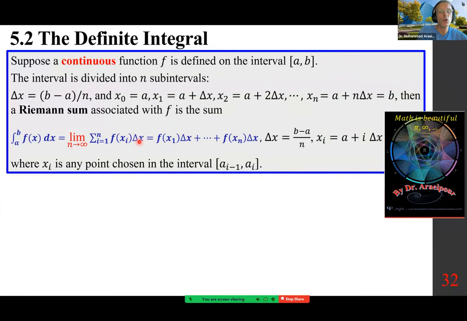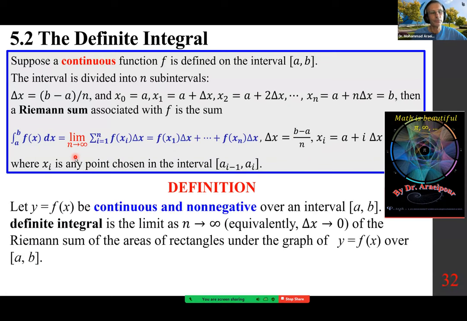Now, this part is the same as this part, which is f of x sub 1 delta x all the way to f of x sub n delta x, but we have to take a limit of that, where delta x is defined as b minus a over n, and x sub i is a plus i delta x, and x sub i is any point in the subinterval of a sub i minus 1 and a sub i. As you recall, we looked at the left endpoints, the right endpoints, the midpoints. None of them matters because it's an approximation and it becomes exact when we take a limit.